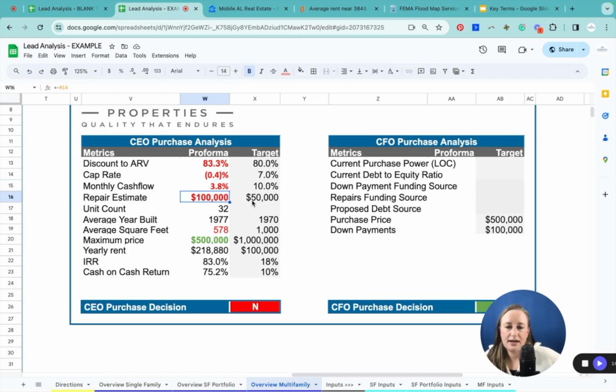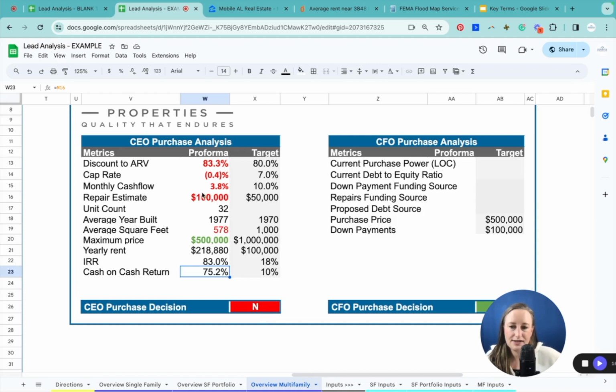Repair estimate, I budgeted 100,000, and just from managing the properties, they did still need a lot of repairs. So that's probably what would have killed this deal for us personally, but overall it wasn't a bad deal. You have your total unit count, average year built, average square feet. They are a little small, but we had no problem renting them when I was managing them. And price range works for us. Annual rent, $218,000 with a very healthy IRR and cash on cash return. So I think this could be a good deal for someone if this actually existed.